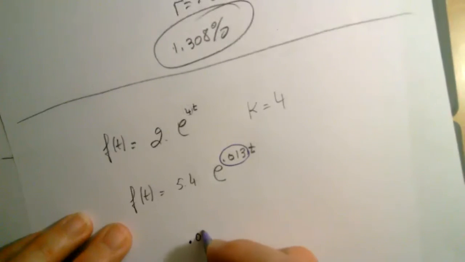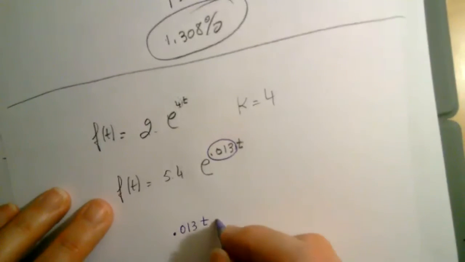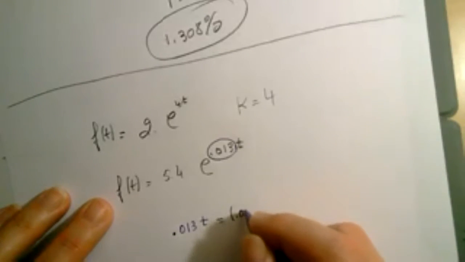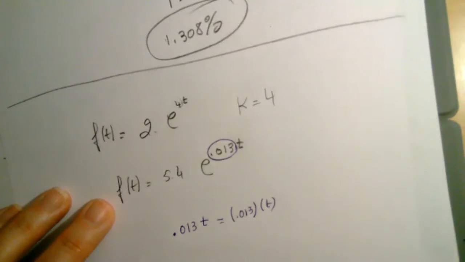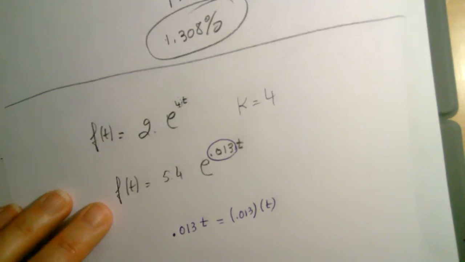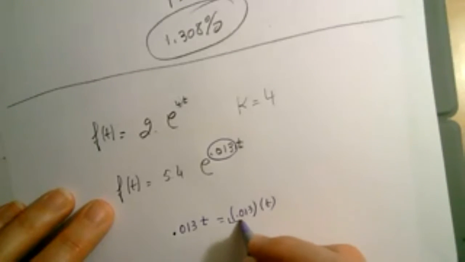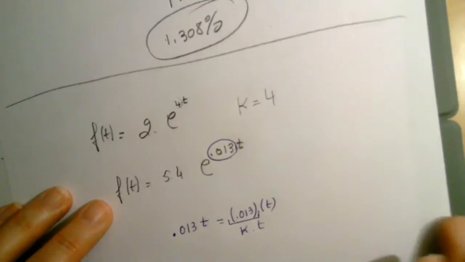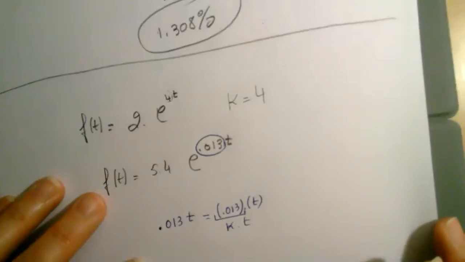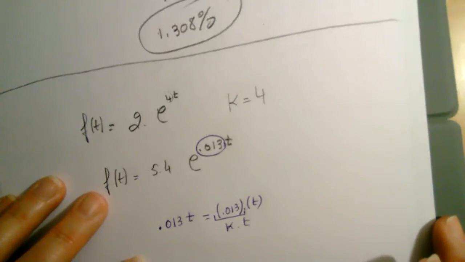So when I write 0.013t, what I really mean is 0.013 multiplied by t. I hope I'm answering the question. I think he wants to know how you convert it into the other form. You have to multiply e by k to get B. E times K equals B. Don't even look at t.